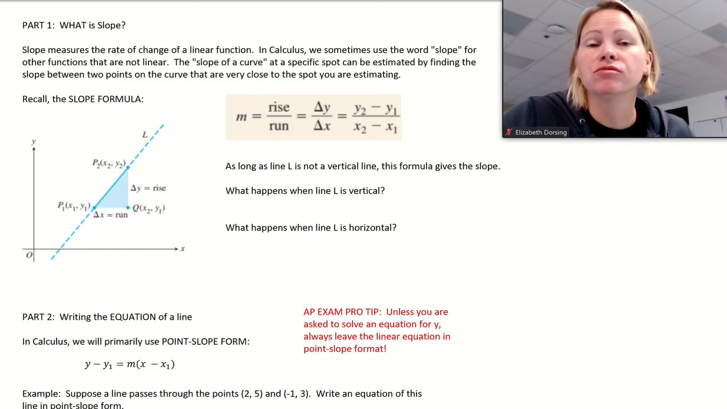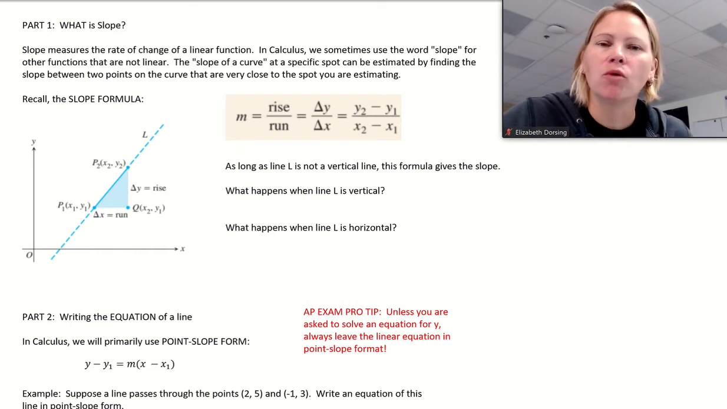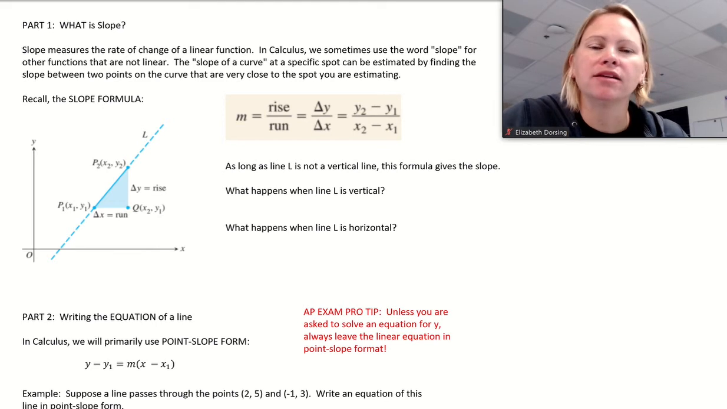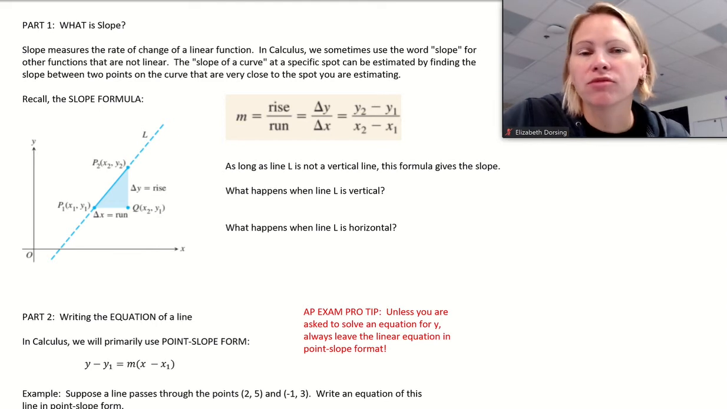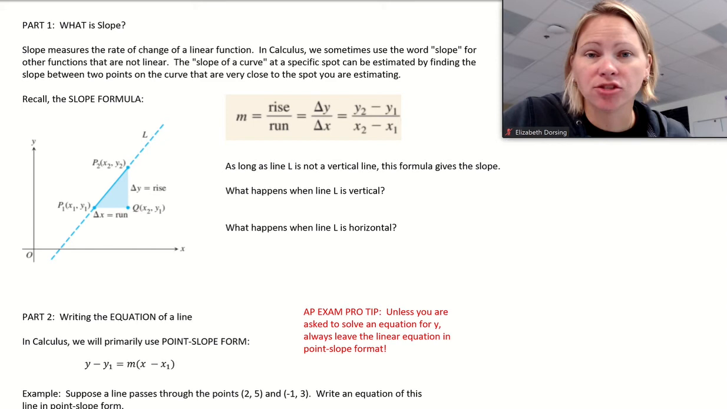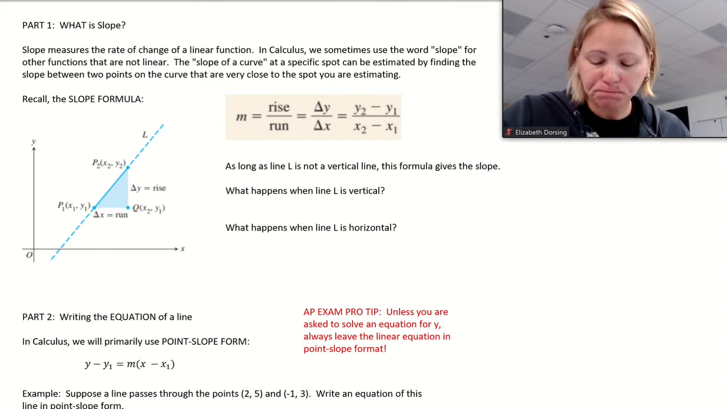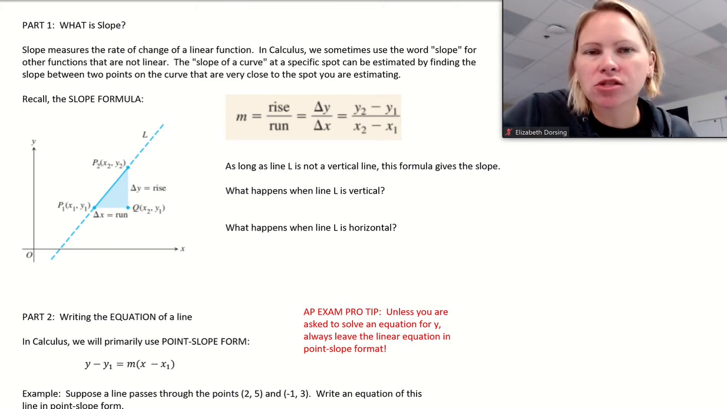And we also need to know how to write equations of lines because at some point we're going to talk about what it means to be a tangent line, and we're going to need to determine the slope and a point where we can write the equation of a tangent line to any curve that we're given. So let's talk a little bit about what slope is.